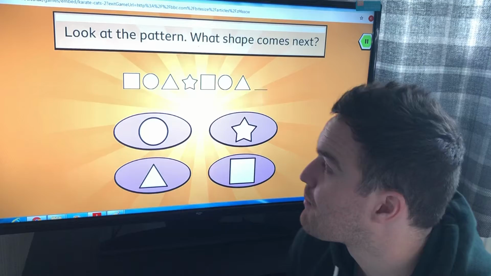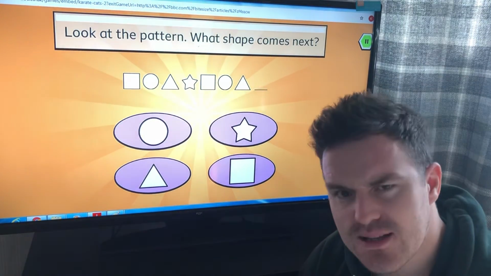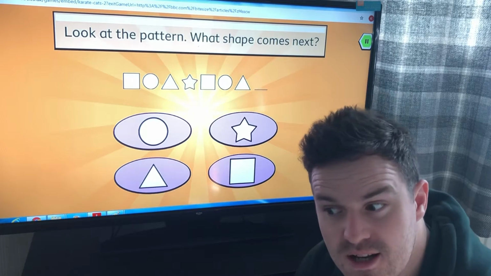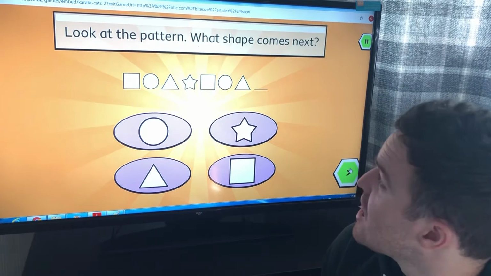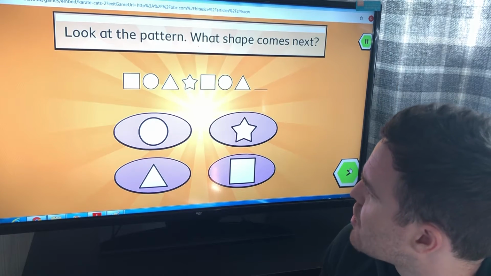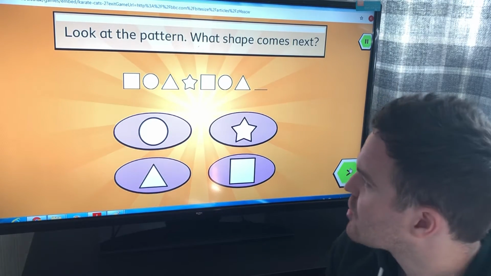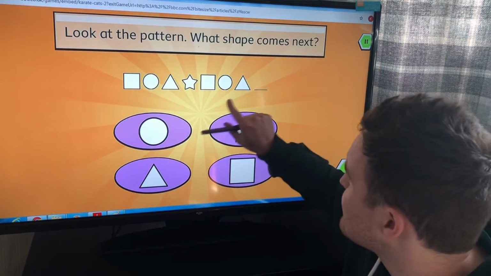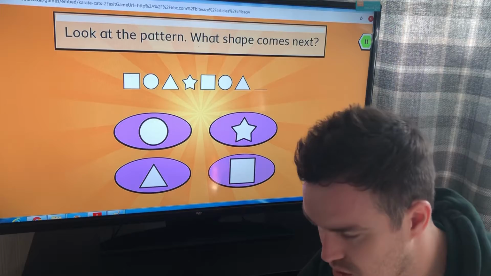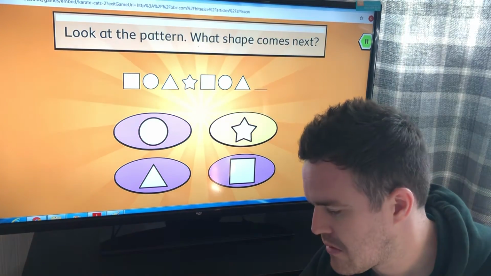Okay, a different one, a pattern shape now. Shape patterns, we looked at a little bit about this last Friday, I think. Look at the pattern, what shape comes next? We've got square, circle, triangle, star, square, circle, triangle. Well, what came after the triangle last time? We're looking for what comes here, so what came after the triangle last time? Oh yes, it was a star. Super.